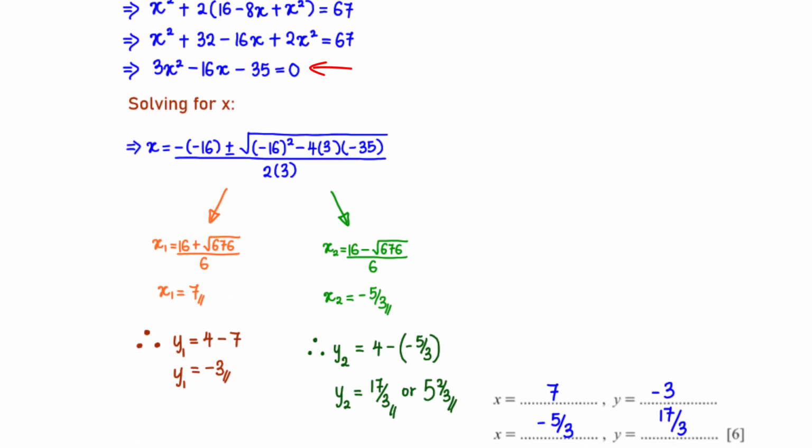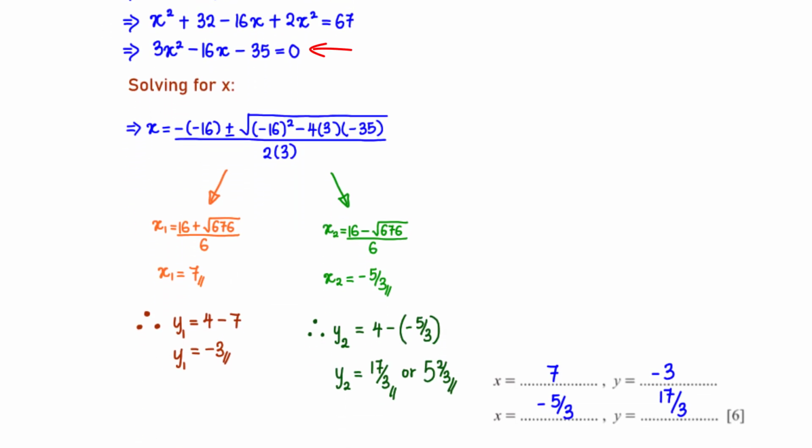We have a quadratic equation, so we can solve for x by applying the quadratic formula. When we do that, this is what we get. When we type the values under the square root into the calculator, we get 676. So for the first value of x, we have 16 plus square root of 676 divided by 6, which is 7. And for the second value of x, we have 16 minus square root of 676 divided by 6, which is negative 5 over 3.